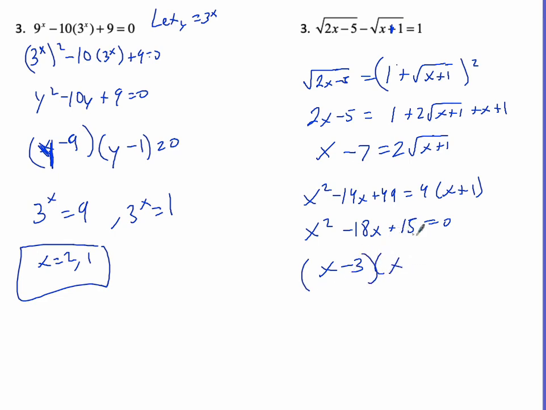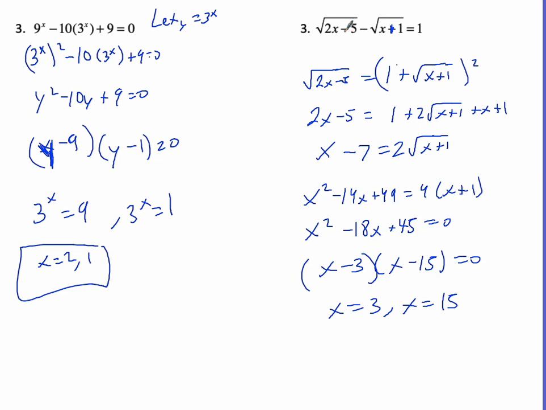Wait, is that right? Sorry, that's supposed to be 45. And this factorizes to x minus 3, x minus 15. x equals 3, x equals 15 are possible solutions, but you gotta be careful with square root equations. Sometimes these don't work in the original equation.